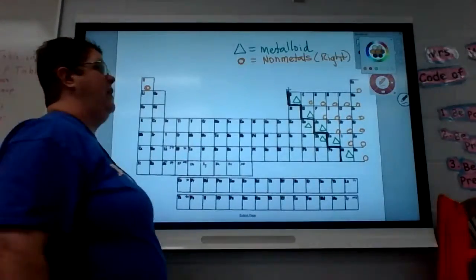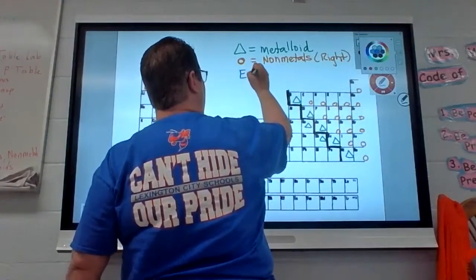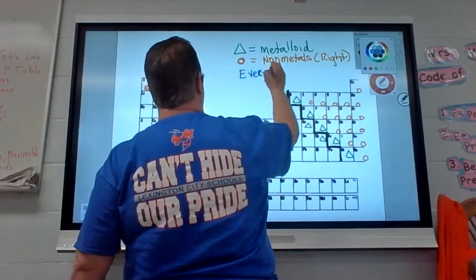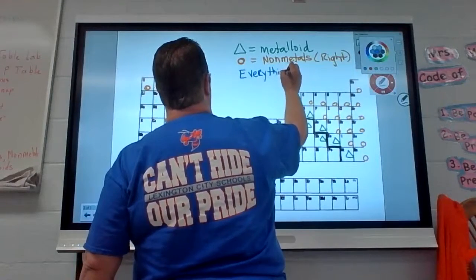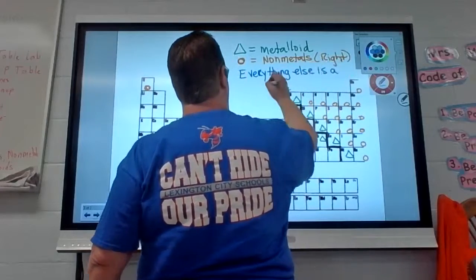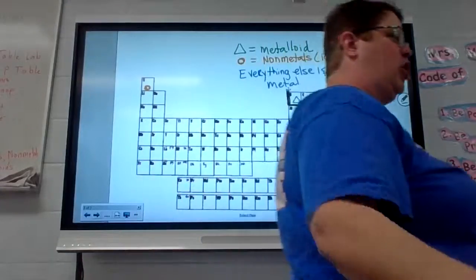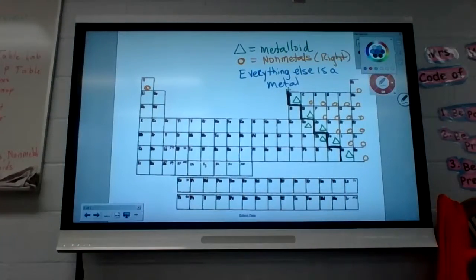Now, that means everything else is a what? Everything else was blue, so it's what? Metal. That's right. Everything else is a metal. So, the majority of the periodic table is a metal and a what state? Solid. There's solids and metals. Now, we'll save the outer shell electrons for Monday.